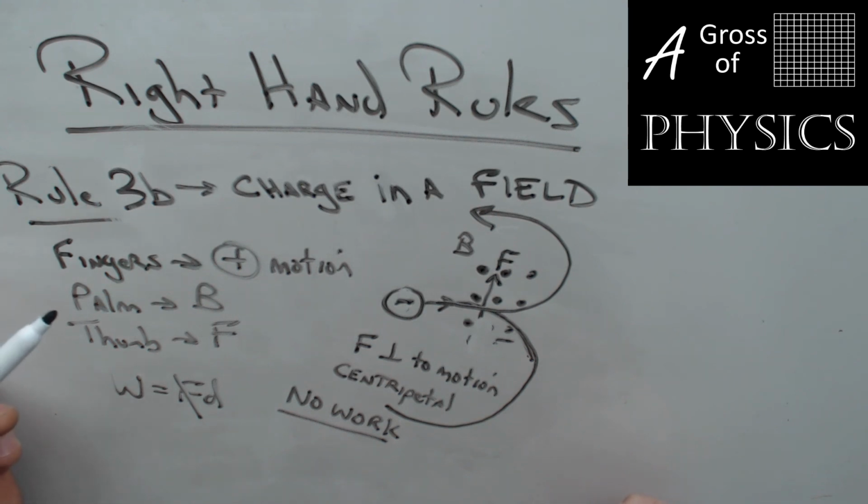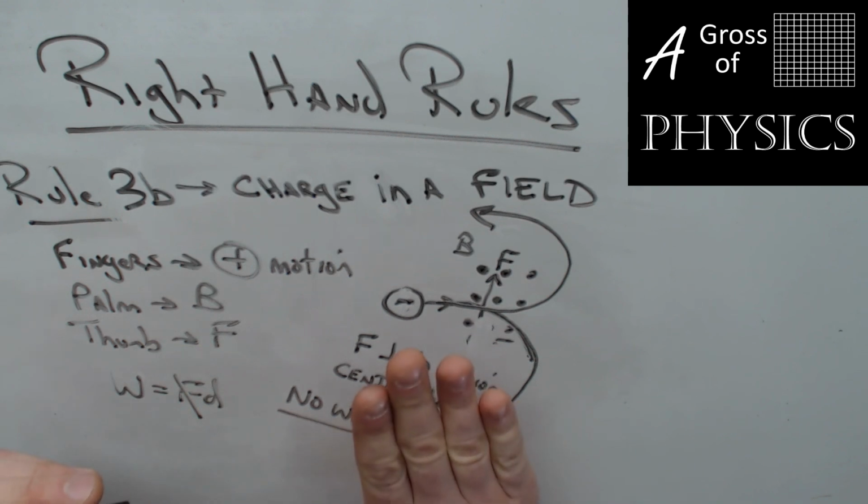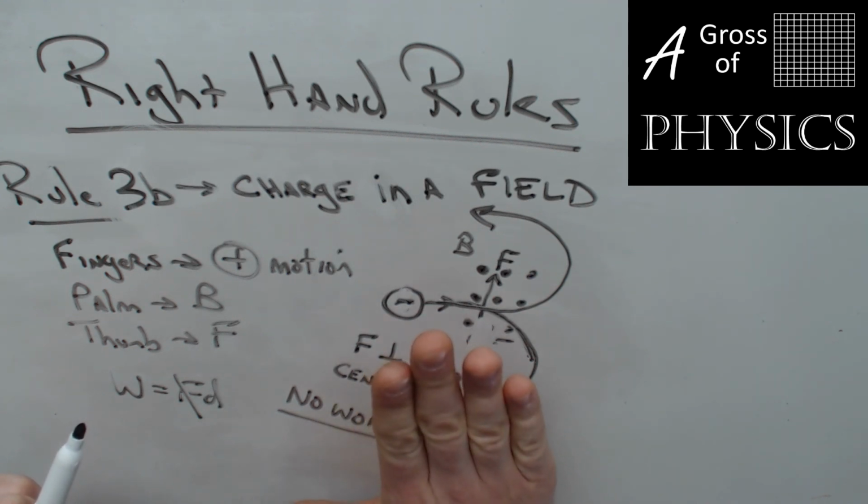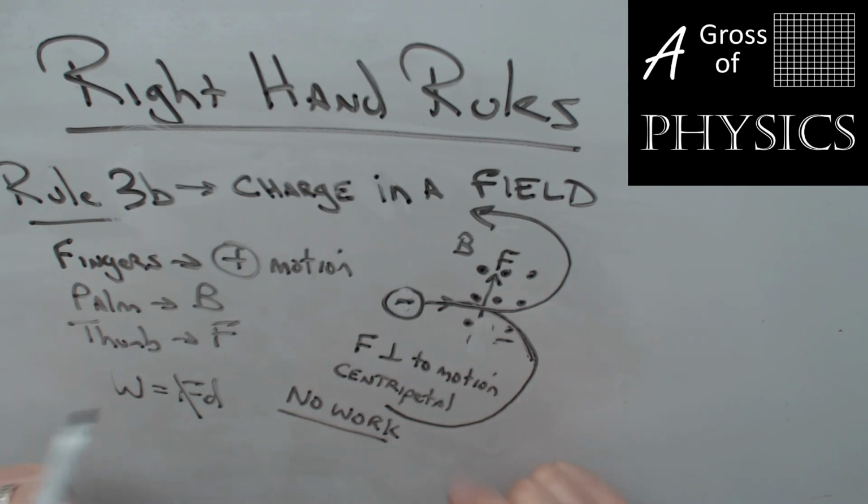But right-hand rule 3B deals with the charge in a field, and you use your fingers to represent the direction of the charge, your palm represents the direction of the field, and your thumb represents the direction of the force. They have to be perpendicular or else there's no force at all, and the force is perpendicular to the motion, which is a centripetal force, meaning it does no work.